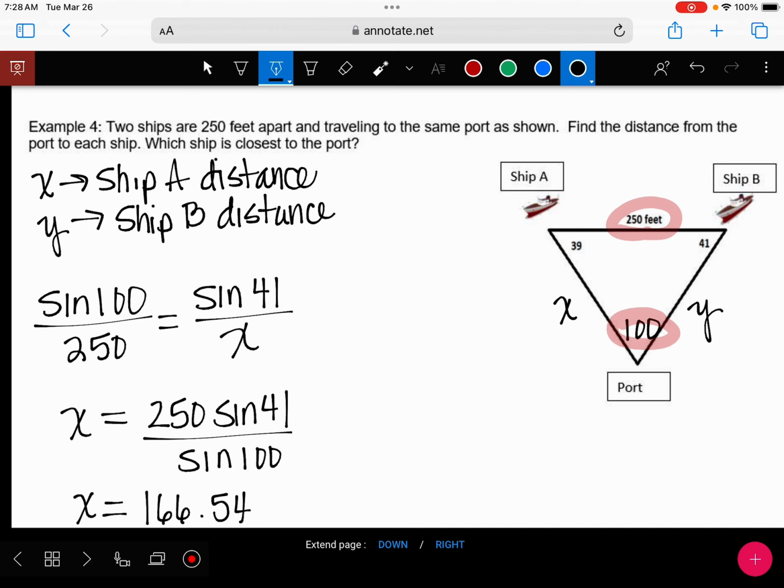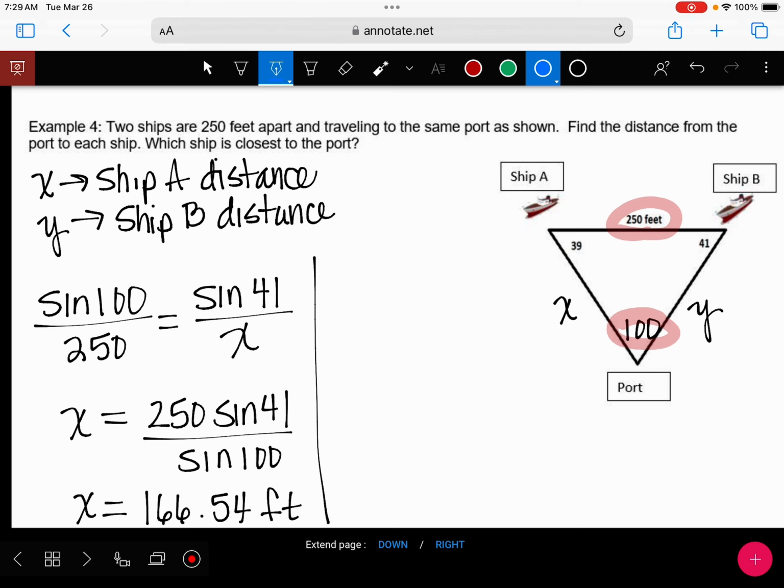166.54. What is this? Feet? Yeah, feet. All right, who had that answer? Who agrees? 166.54. All right, now we need to do the same thing to find the distance for ship B. So we found that ship A is 166 feet approximately away from the port. So now let's figure out how far ship B is away.